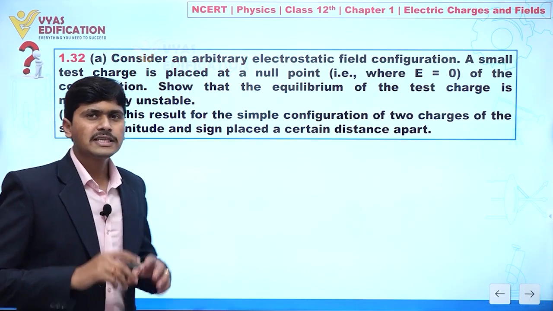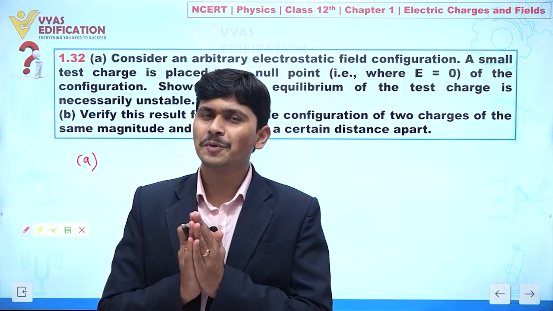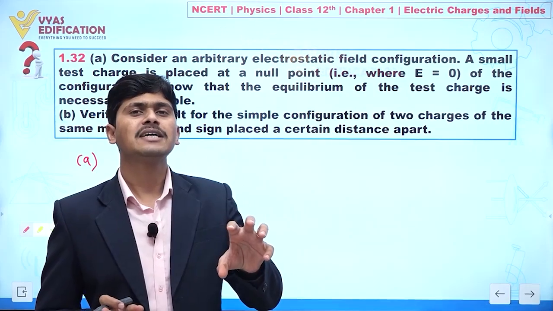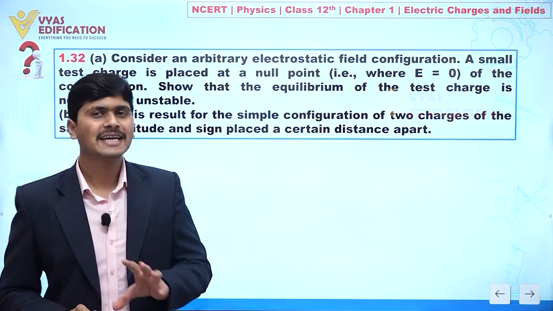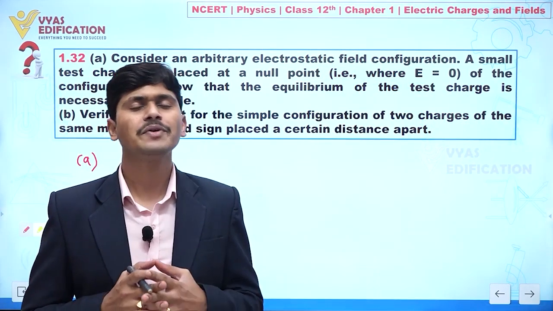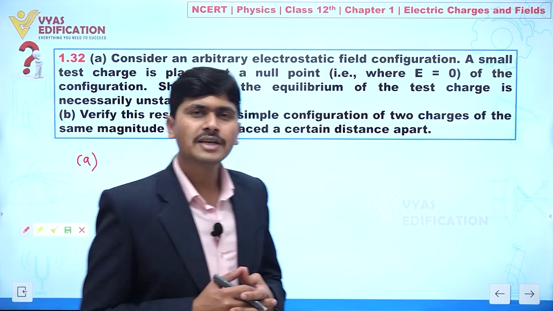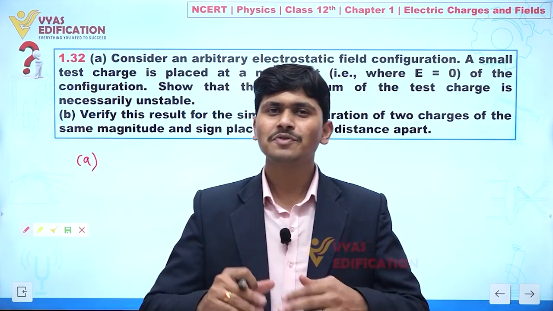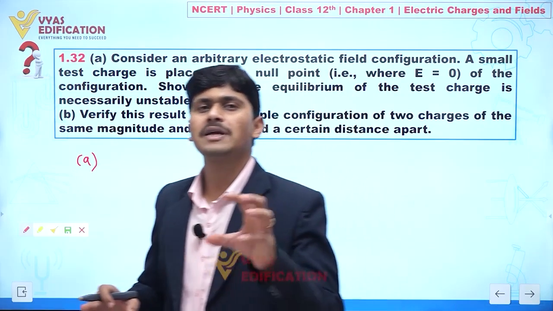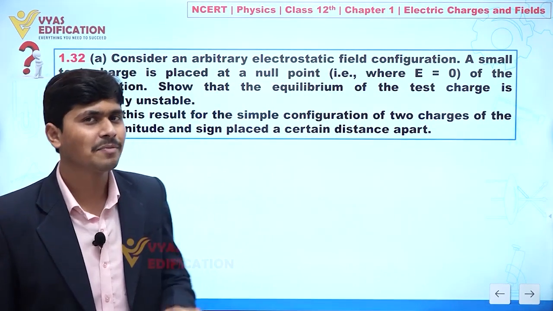Clear? So let's suppose we have to prove that if we place a charge at a null point, it is an unstable equilibrium. So how can we prove it? Let's suppose we take a contradiction: we assume the charge that we are placing at a null point is in a stable equilibrium.